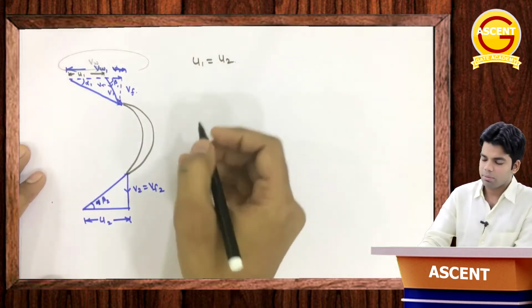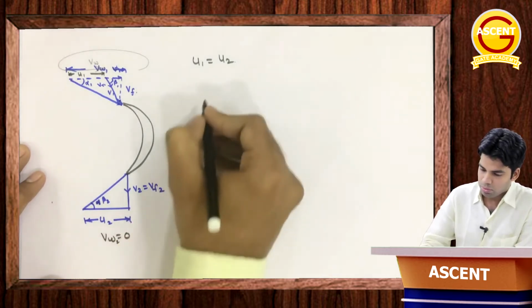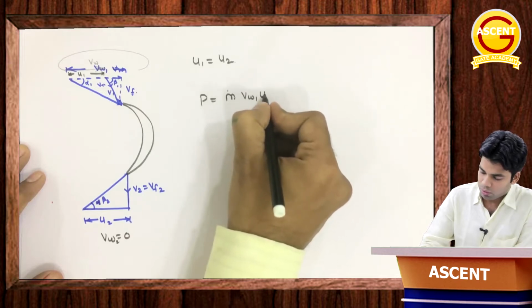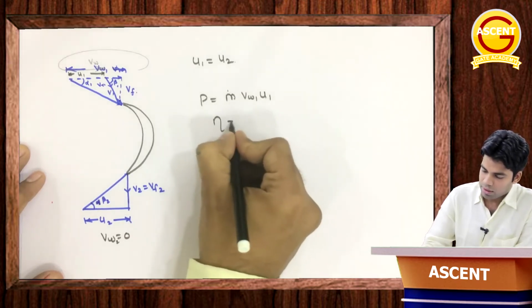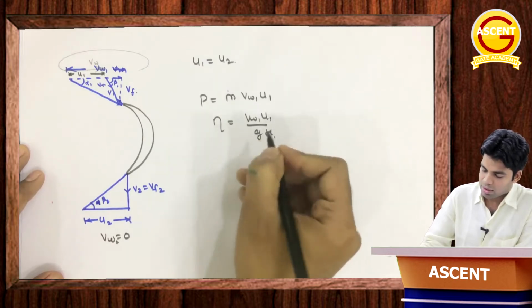Rest everything will be same. Power developed, because this VW2 here is also 0, so power developed will be M into VW1 into U1, okay. Efficiency will be equal to VW1 U1 divided by G into H, okay.